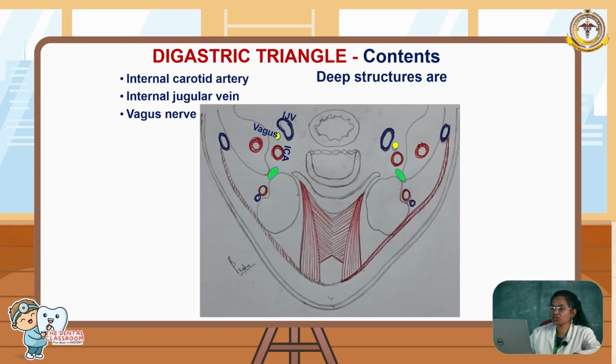The deeper structures are three in number. They are the internal carotid artery, the internal jugular vein, and also the vagus nerve in between. So with that, we're finishing the digastric triangle too.